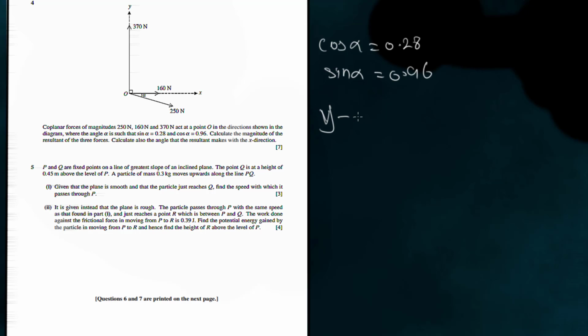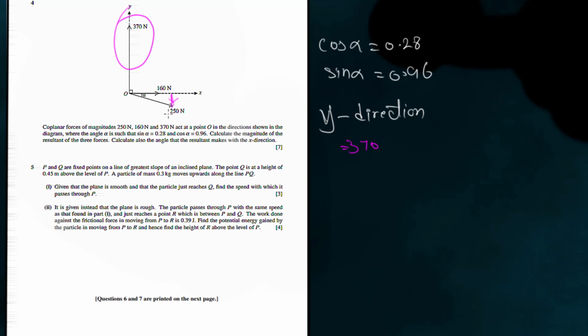Let's just call it y, force in the y direction. Y direction means the vertical direction. If you look at the diagram, there are two forces acting in the vertical direction. The first is your 370 Newton, so we will write that down, 370 Newton, and the other one is the vertical component of 250 Newton. Now because this is acting downwards, it will be negative.